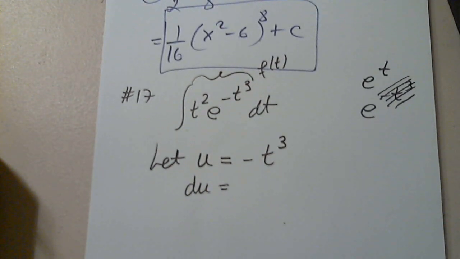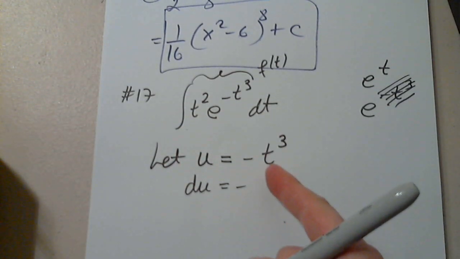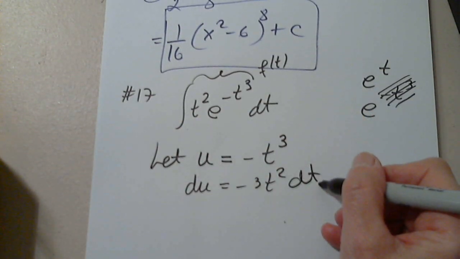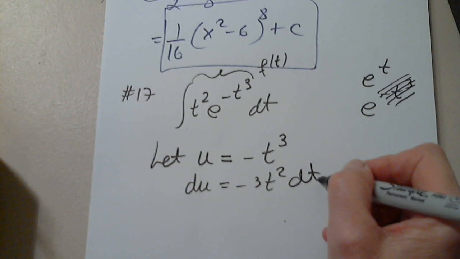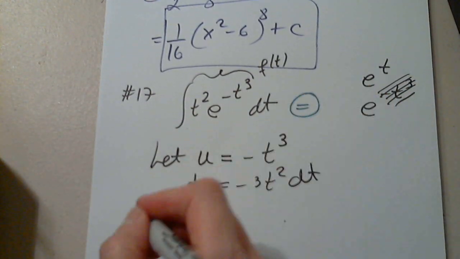Can anyone give us the differential of u equals negative t to the third? Negative 3t to the second dx. Yes, but dt. Excellent. Yes, because the function is in t, I have to use t. If the function were in x, I would have used dx. Awesome, that's the reason why I tortured you with that differential.